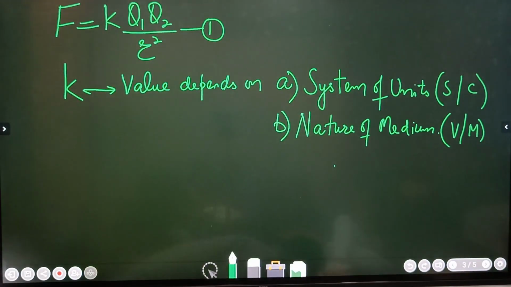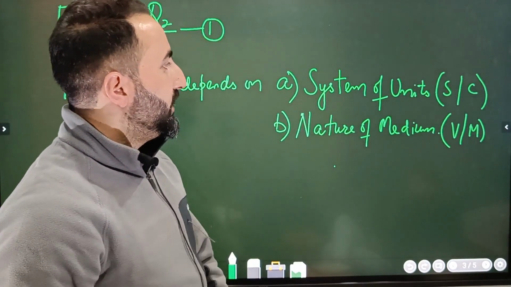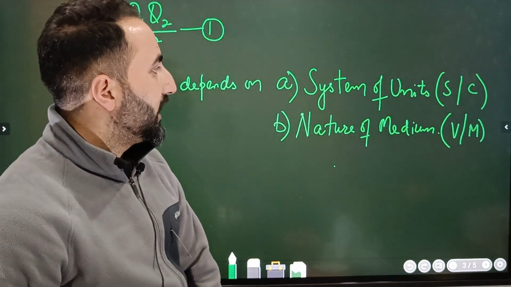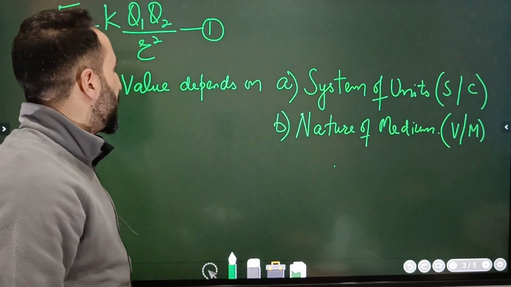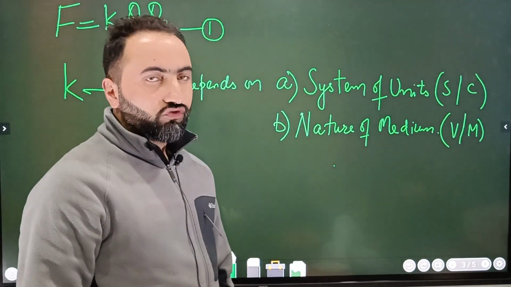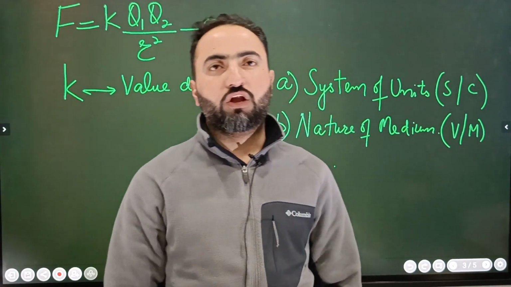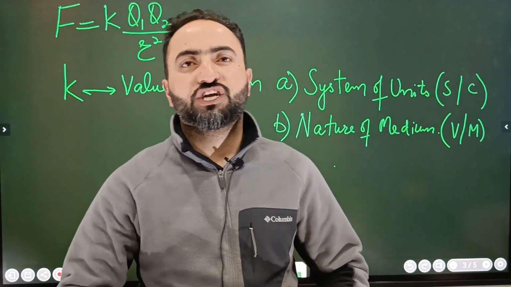V is the vacuum and M stands for medium, any other medium other than the vacuum. Pay attention here. So obviously, how many values will there be for the K? Obviously, there will be 4 values, because there are 4 permutations and combinations.